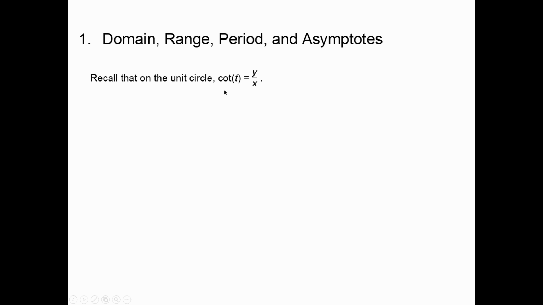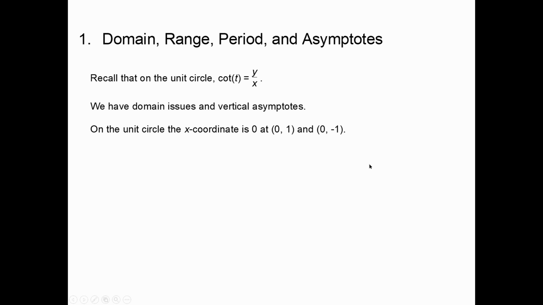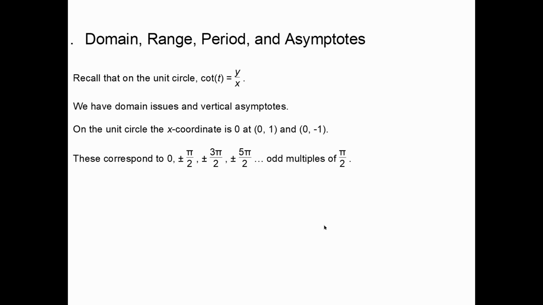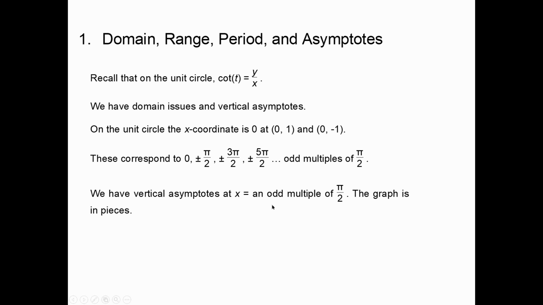Again, I remember the cotangent was x over y. Aha, I've got issues with y again. On the unit circle, I'm going to have y being 0 at (1, 0) and (negative 1, 0), the east and west poles, multiples of pi. So y equals multiples of pi. Those are going to be left out of the domain. Those are going to be the vertical asymptotes. So we have a vertical asymptote at x equals a multiple of pi. Our graph is in pieces. So the domain is the set of all x's such that x is not equal to a multiple of pi.